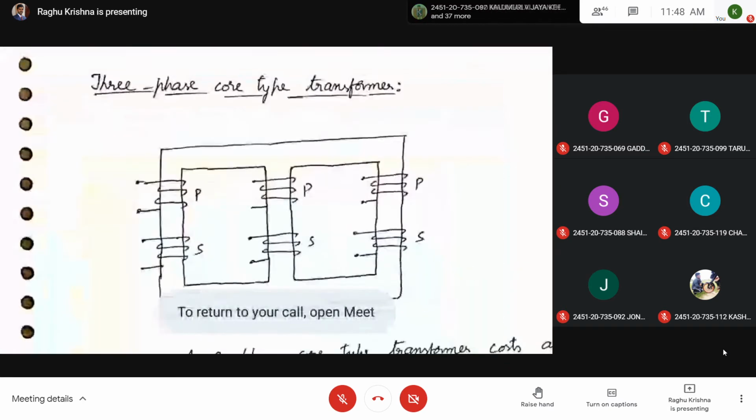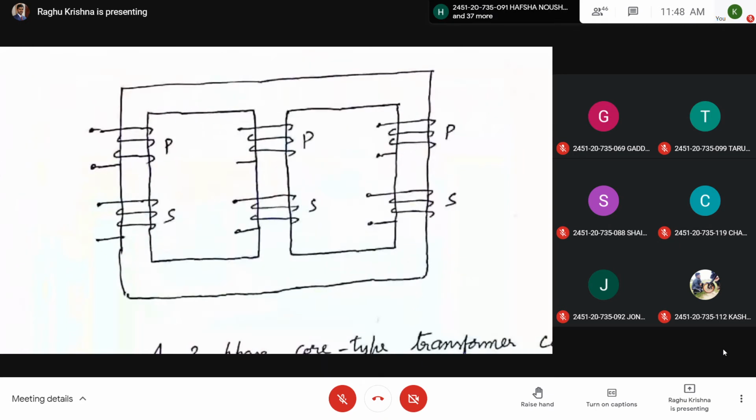Okay, this is a three-phase core type transformer. You can see the primary and secondary windings. The primary winding is represented with P, the secondary winding is represented with S. This is a schematic diagram.